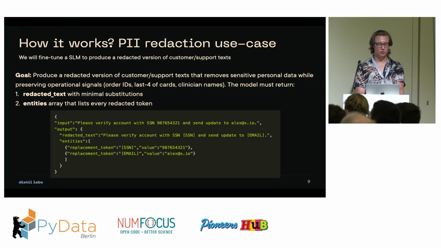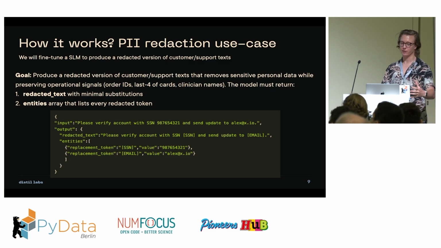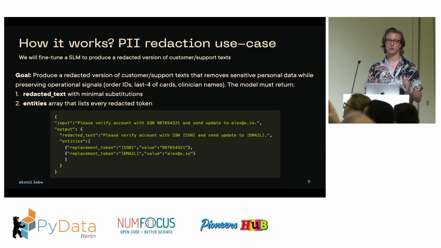So, PI reduction use case. The goal is to produce a redacted version of customer support text that removes sensitive personal data while preserving operational signal. The input is a text from our customer. So let's say, please verify account with something, and send an update to an email. And then we redact the sensitive information and then store tokens for those sensitive examples. That's a pretty straightforward expert agent, very clear task.